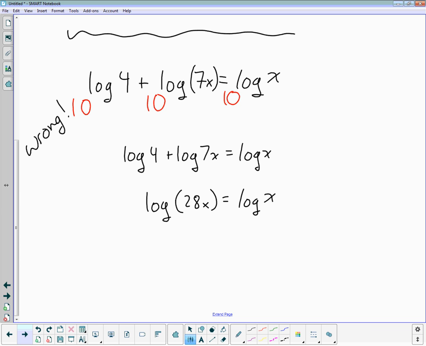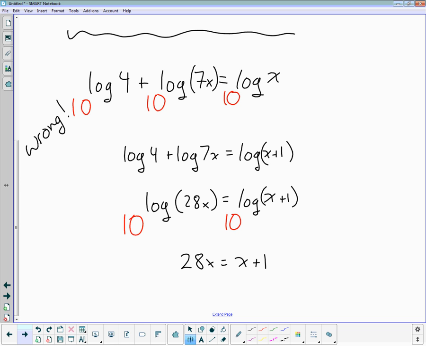Once you've combined it into a single log, then and only then can you drop the 10 under both sides. That is the only time that would work. And then it collapses to 28x equals x, and x is equal to 0. Actually, you can't have it equal to 0. Now it'll work. Now x is equal to 1/27. Okay, because remember, x can't equal 0. Remember? I said x couldn't equal 0.